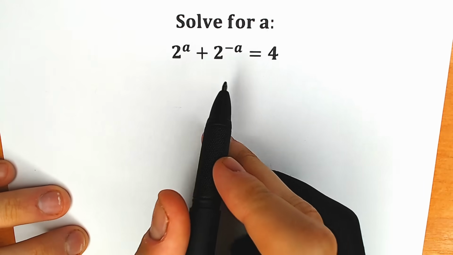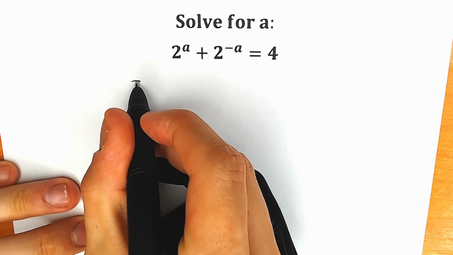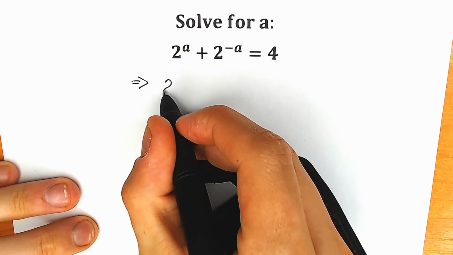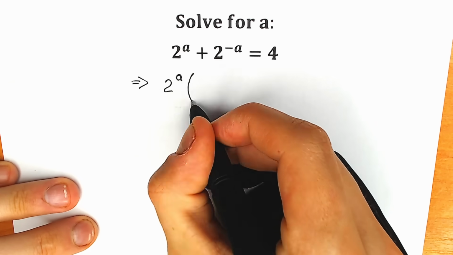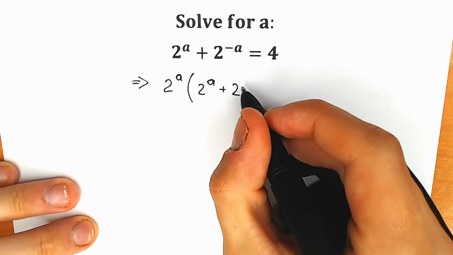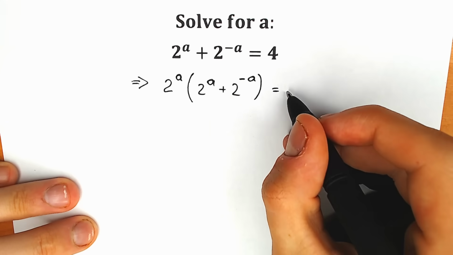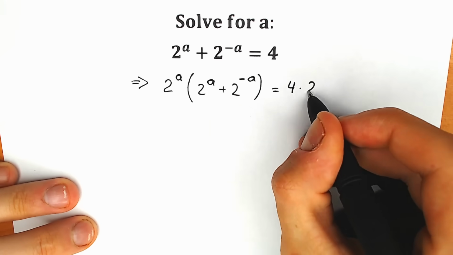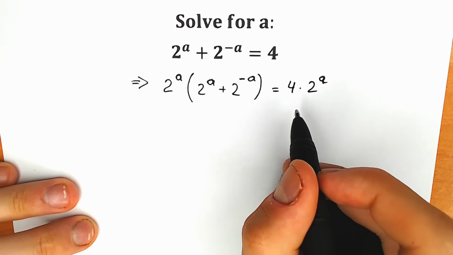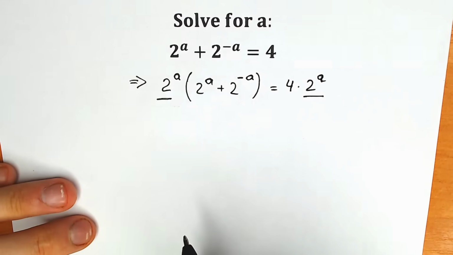First of all, let's multiply both sides by 2 to the power a. Okay, so let's do this right now. We're gonna multiply our left side by 2 to the power a. So we have 2 to the power a on the left side. We're gonna have this expression 2 to the power a plus 2 to the power minus a, and we're gonna multiply our right side by 2 to the power a. So we have 4 times 2 to the power a. So it changed nothing. We just multiplied both sides by 2 to the power a.